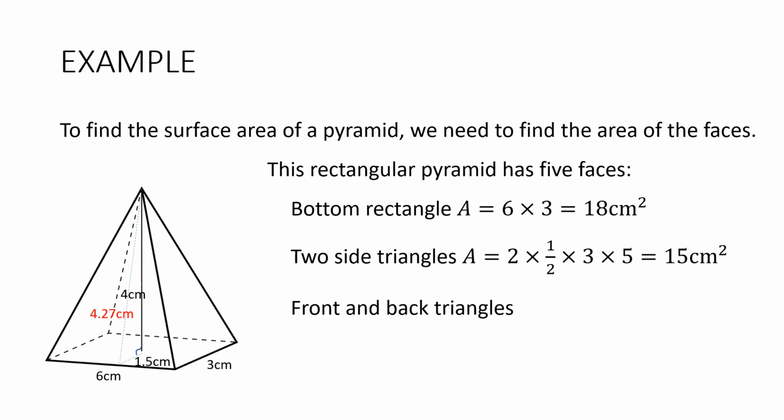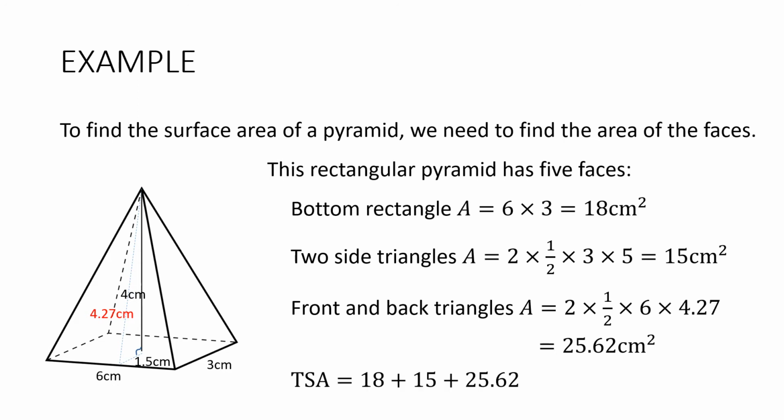And there it is. So now looking at the front triangle, the area will be a half times 6 times 4.27, and we've got 2 of those triangles. So there's the calculation, and into the calculator we get 25.62 centimeters squared. And our total surface area, we just have to add up the bottom rectangle, the 2 side triangles, and the front and back triangles, and we're going to get 58.6 centimeters squared.